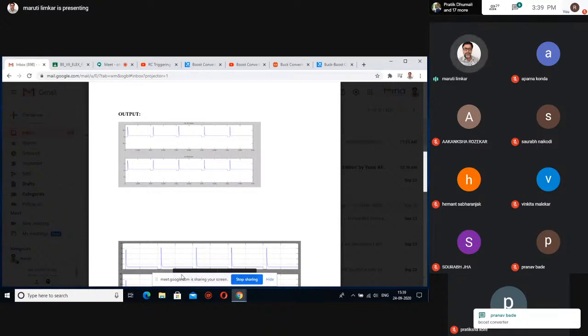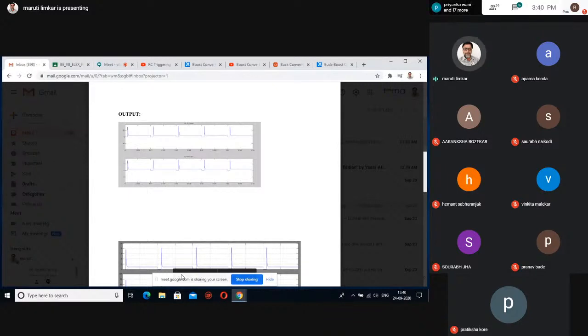Buck converter we have done by using Multisim. Boost converter we have done by MATLAB Simulink, or if you want, you can do it by Multisim also. There is no problem.